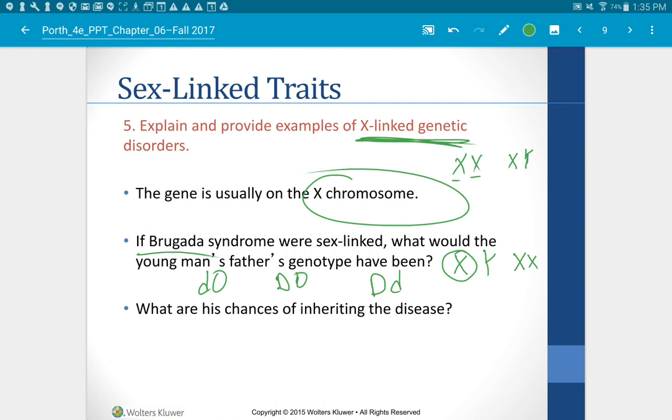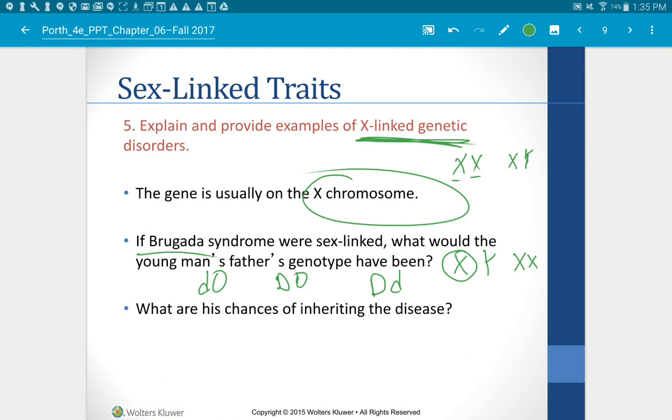And so that's not just for this, that's for all sex-linked disorders. For any sex-linked disorder, when it comes to males, they're either going to have the dominant allele or the recessive allele, but either way, they're going to express the phenotype of that one allele that they've got.